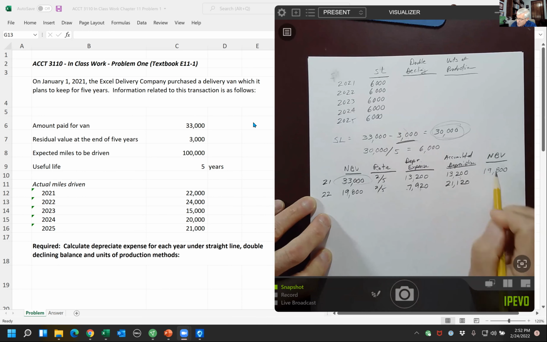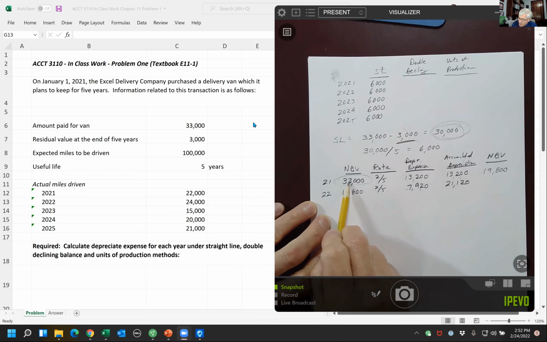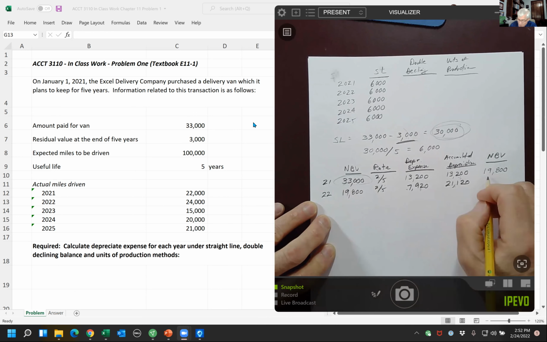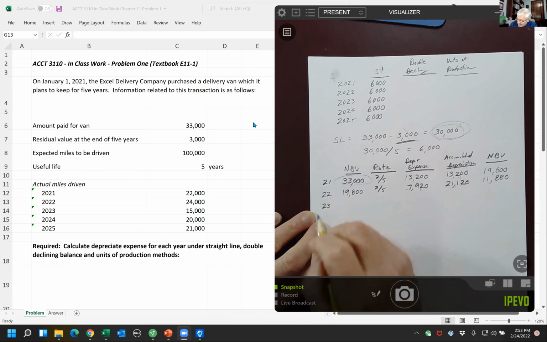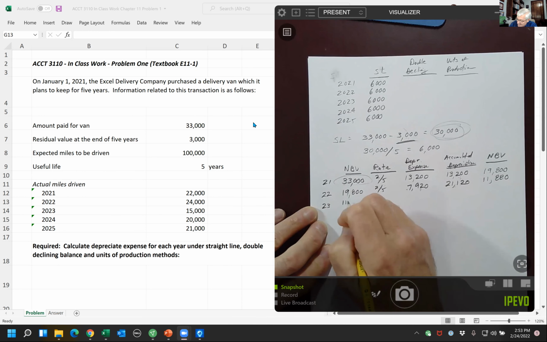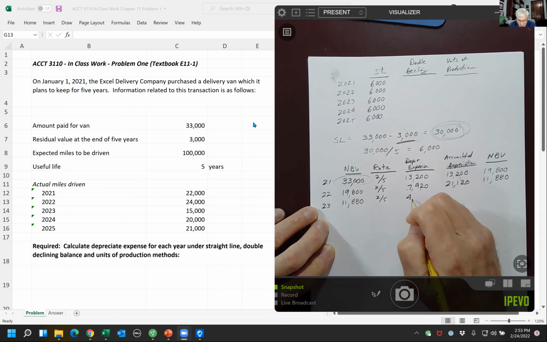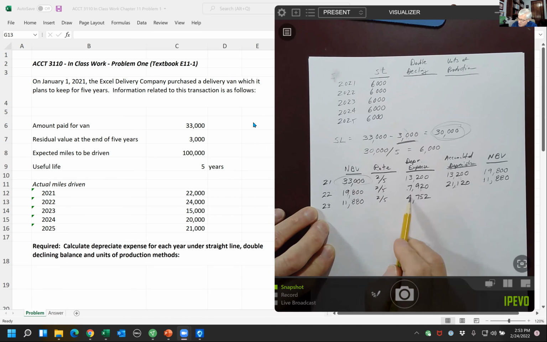21,120. And we have a new net book value now, which is the 33,000 in our vehicle account minus the accumulated depreciation of 21,120. Now we have 11,880. 2023, 11,880 times 2/5. Just kind of grunt work now, and this is getting down to some more math. $4,752. Debit depreciation expense, credit accumulated depreciation.